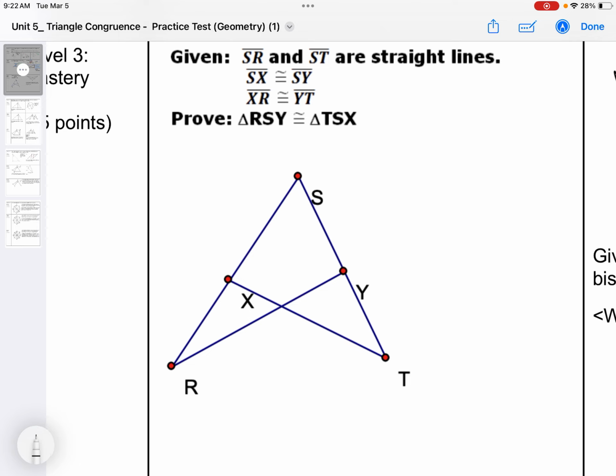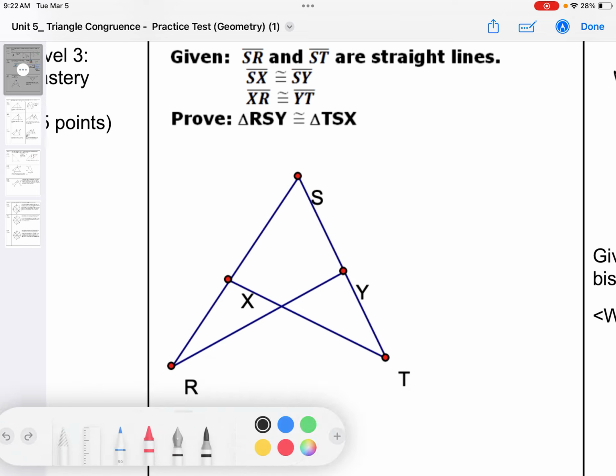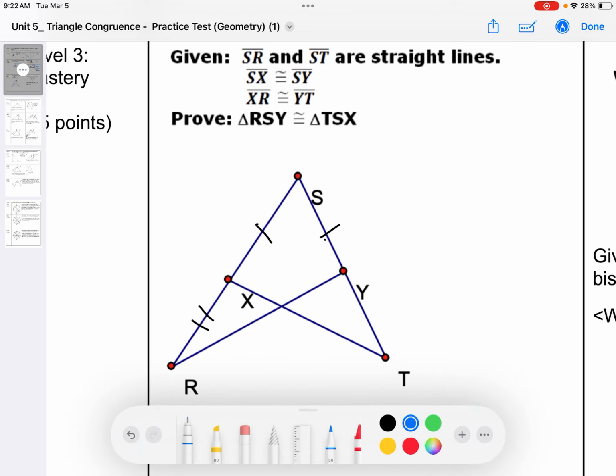So they give you that SR and ST are straight lines, so we can be confirmed that this and this are not tilted in any way. They're just extra saying that for us. SX is congruent to SY, so there. XR is congruent to YT. So I'll mark YT and XR with that same marking. And in fact, I'm just going to highlight them in their respective colors as well, so that you can see sort of what they're made up of.